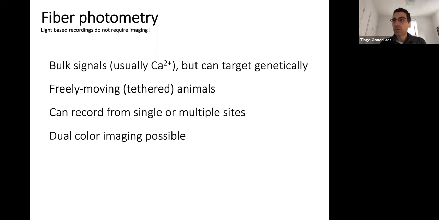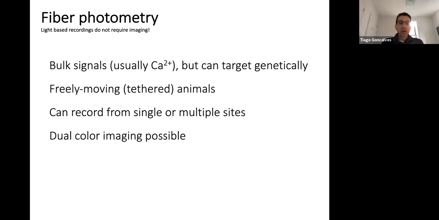So fiber photometry is a bit of a simpler approach to take, for example, GCaMP, which you guys have talked about last week. So calcium sensors, for example, you can do this in freely moving animals, and you just insert the fiber and you excite GCaMP, and you collect the fluorescence from the GCaMP to a sensor that's outside, so the mouse is tethered, but only by this fiber, and you record from multiple sites, and you can record multiple colors.